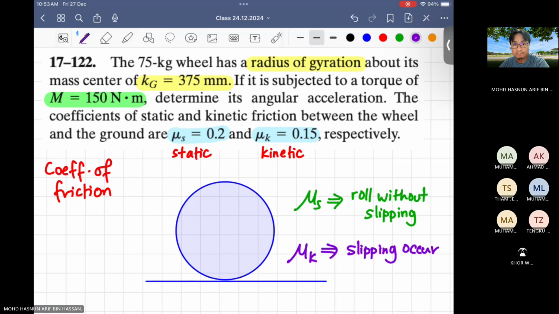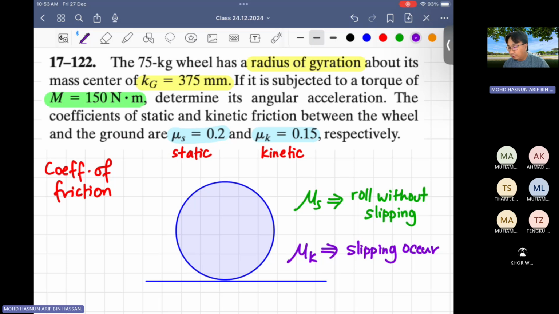Anyone? Can you be sure whether this problem involves rolling without slipping or slipping occurs, just by looking at the problem given here? Okay, the answer is no.